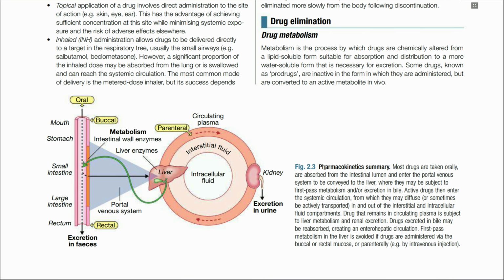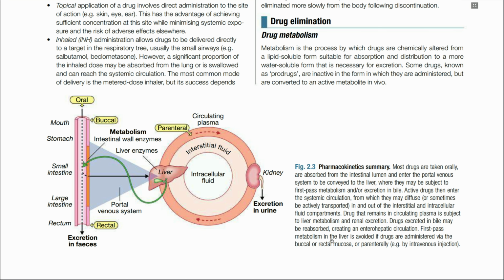Figure 2.3, pharmacokinetic summary. Most drugs are taken orally, are absorbed from the intestinal lumen, and enter the portal venous system to be conveyed to the liver, where they may be subject to first-pass metabolism and/or excretion in bile. Active drugs then enter the systemic circulation from which they may diffuse or sometimes be actively transported in and out of the interstitial and intracellular fluid compartments. Drug that remains in the circulating plasma is subject to liver metabolism and renal excretion. Drugs excreted in bile may be reabsorbed, creating an enterohepatic circulation.